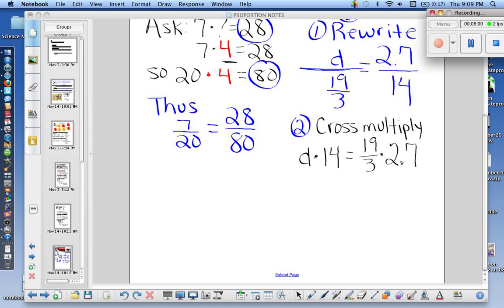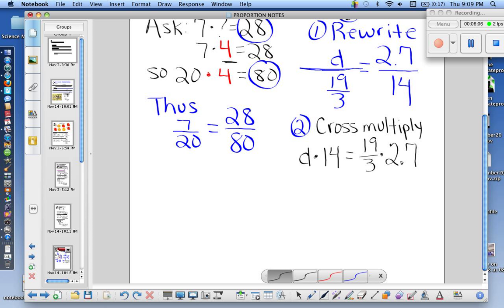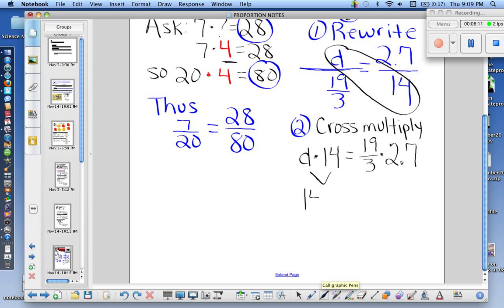So our next step is to cross multiply. We've got d times 14, which is just 14d. We're just putting those together. And remember, we've got to set it equal to the cross product of 19 over 3 times 2.7. And you can use your calculator to go ahead and multiply those two together. When you do that, you get 17.1. So make sure we stop the video to see if anybody has any questions about how to multiply 19 over 3 times 2.7 on your calculator.